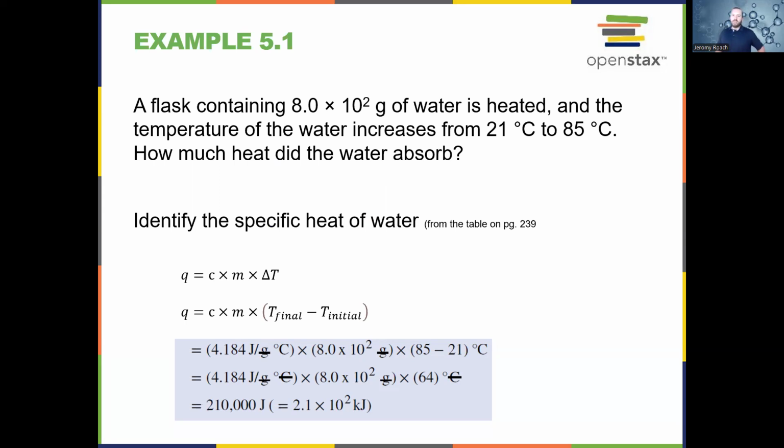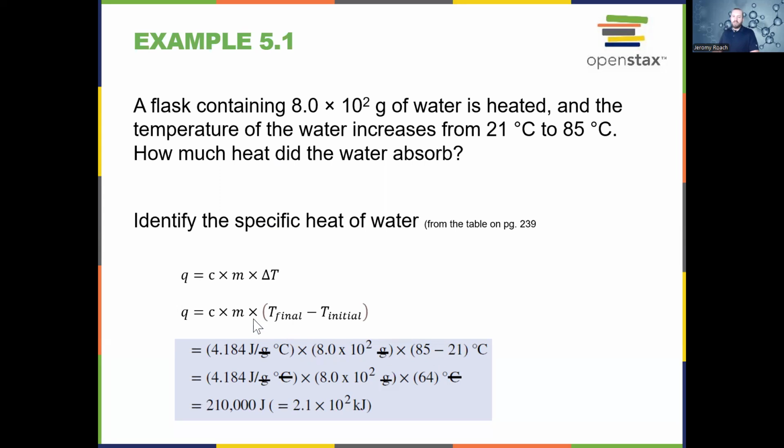And that's little c. And this is our starting temperature, 21 degrees. So that's going to be our initial temperature. This is our ending temperature, so this is going to be our final temperature. So we're going to use this equation for heat is specific heat times the mass, which is how much water there is in this case, and the final minus the initial. So the final temperature is 85 and the initial is 21.